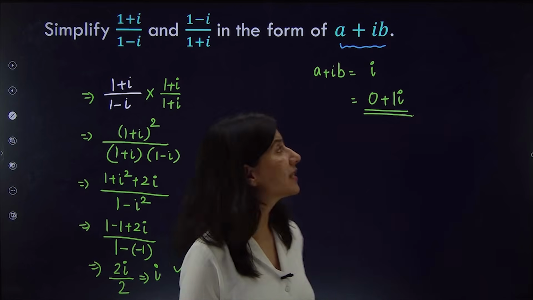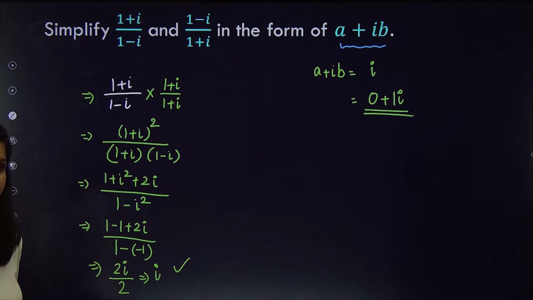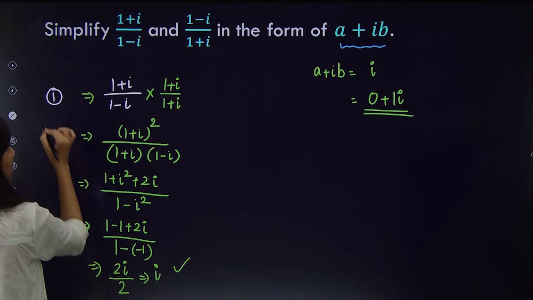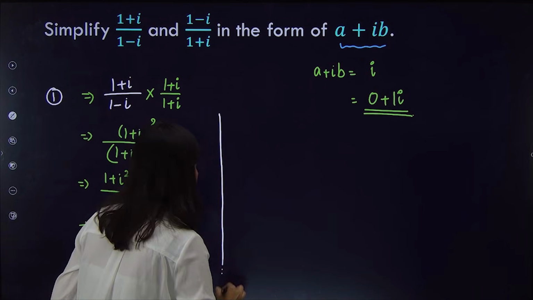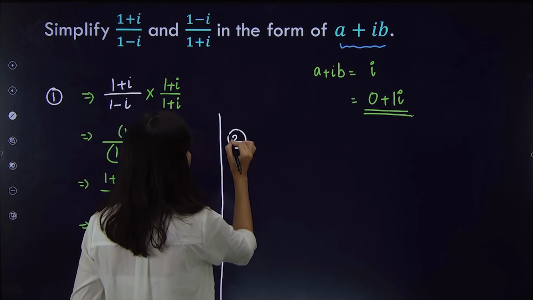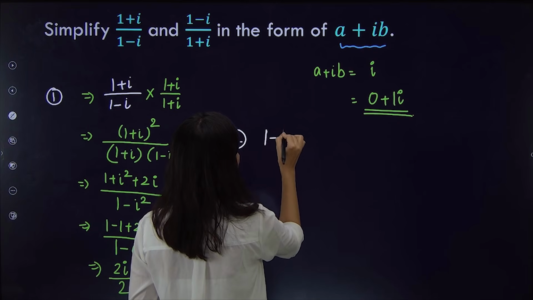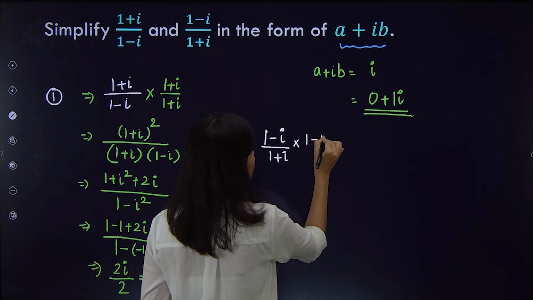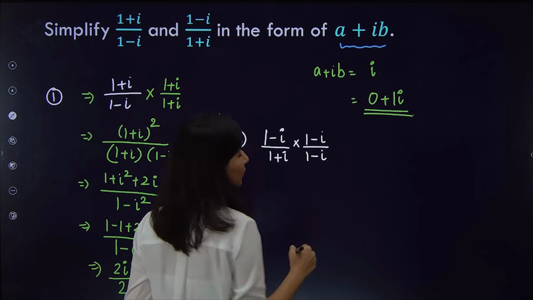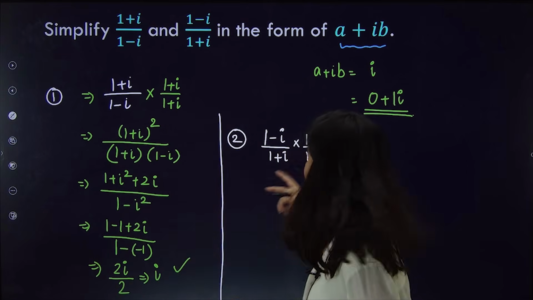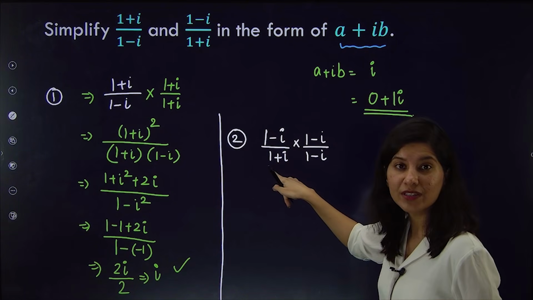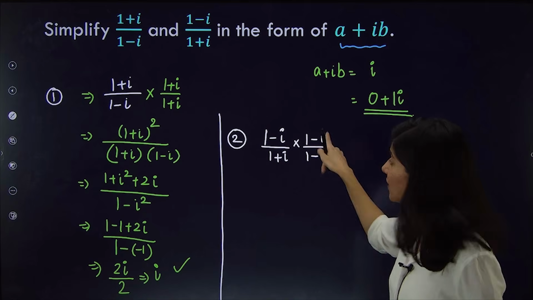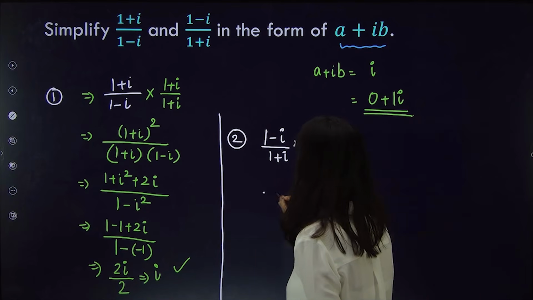Second thing, 1 minus iota upon 1 plus iota. Okay, first thing we already did. Now second expression, 1 minus iota upon 1 plus iota. Multiply by 1 minus iota upon 1 minus iota. What I am doing is multiplying and dividing by the conjugate of this. How to create a conjugate? Just by reversing the sign of the imaginary part. Now just do the same thing.